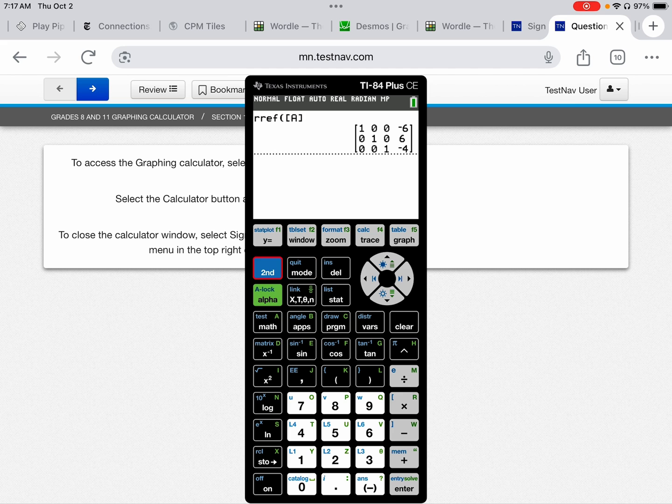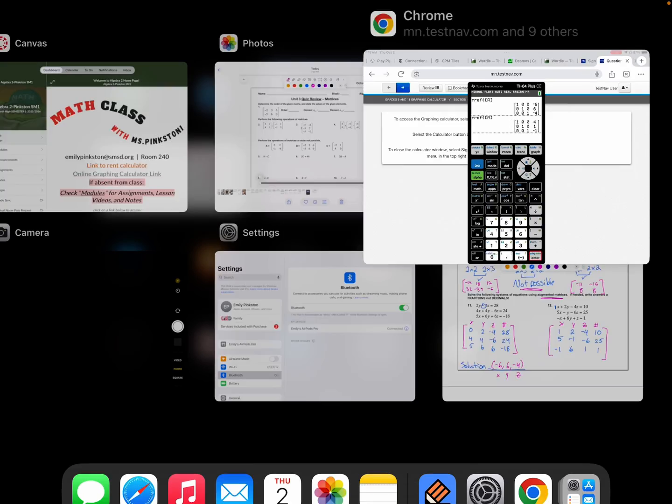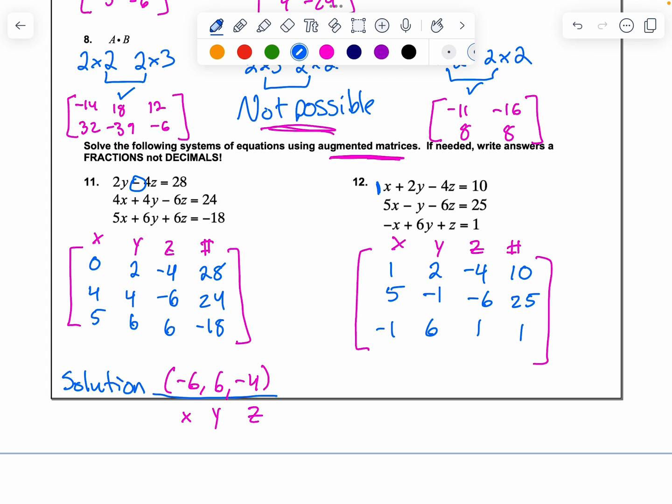We need that RREF again. So second matrix math, scroll to RREF. Then second matrix, select wherever you stored it, and then hit enter. So our solution is the right-hand column. So x is 4, y is 1, z is -1. So on the quiz, there'll be a line that says solution. So I'm looking for 4, 1, -1.